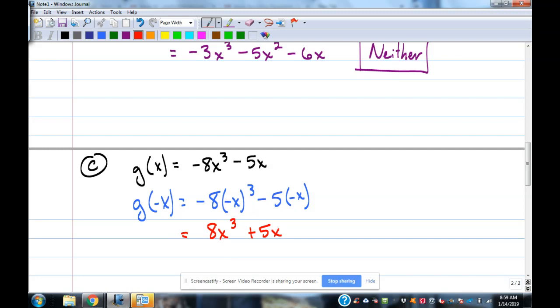It's opposite. Everybody's sign changed. It has to be everybody. It can't be just one piece. Got to be all of it. So this would be an odd function.